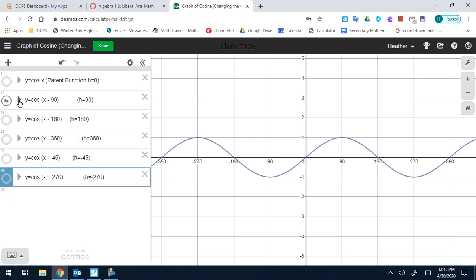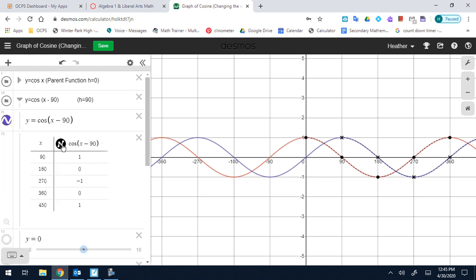But let's just compare. So here's my cosine, and then here's my cosine of x minus 90. Notice that what happened, just like we would expect with h, I moved to the right. So what was 0, 1 is now 90, 1. I said move to the right 1. I meant move to the right 90. So x minus 90 is going to move me to the right. So 0, 1 became 90, 1. 90, 0 became 180, 0.